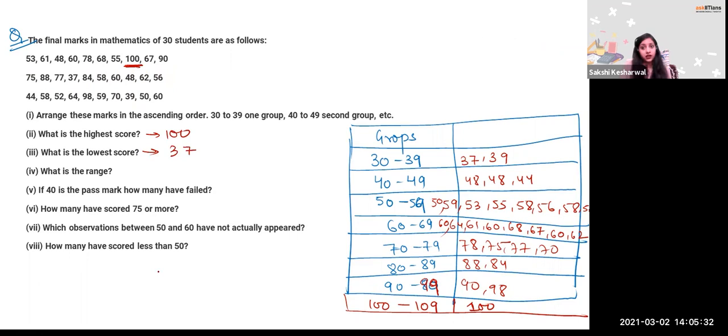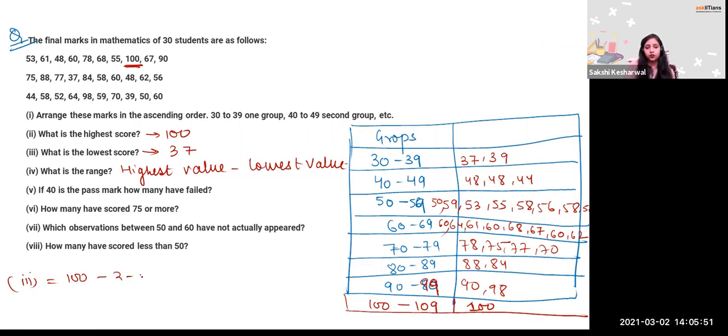What is the range? Range means what, beta? The highest value minus the lowest value, right? So the highest value, I said we'll be doing this in the last class, next class, highest value minus lowest value, right? So this is equal to what? I'm doing the third part over here. So highest value is what, beta? 100 minus 37 is equal to what, beta?